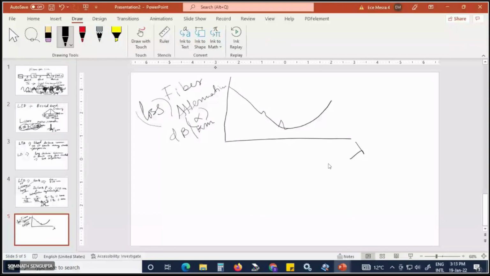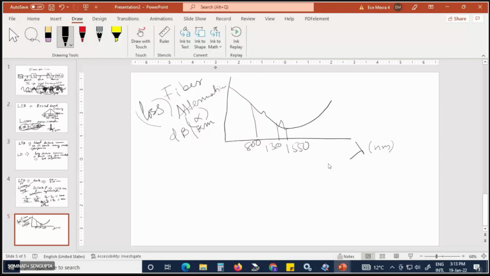So for different wavelengths, there is different loss. There are generally three windows. One is near about 1550, one is 1300, and another is 800 nanometers.